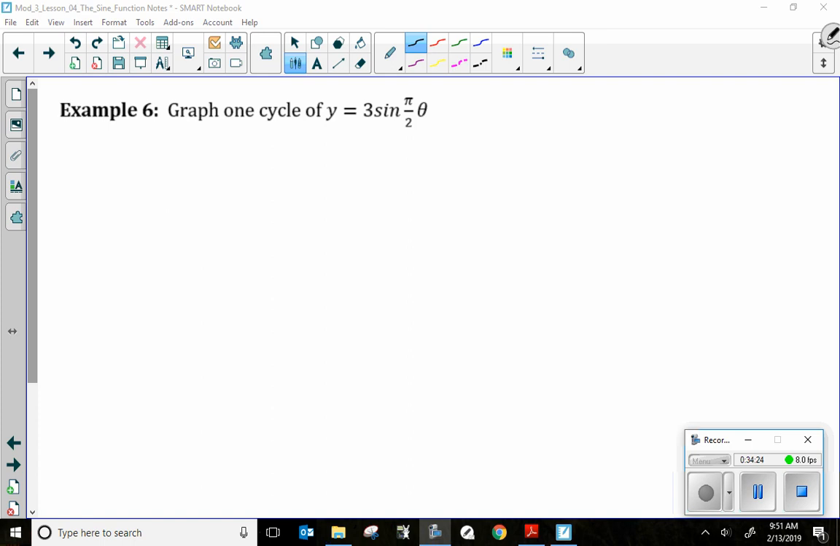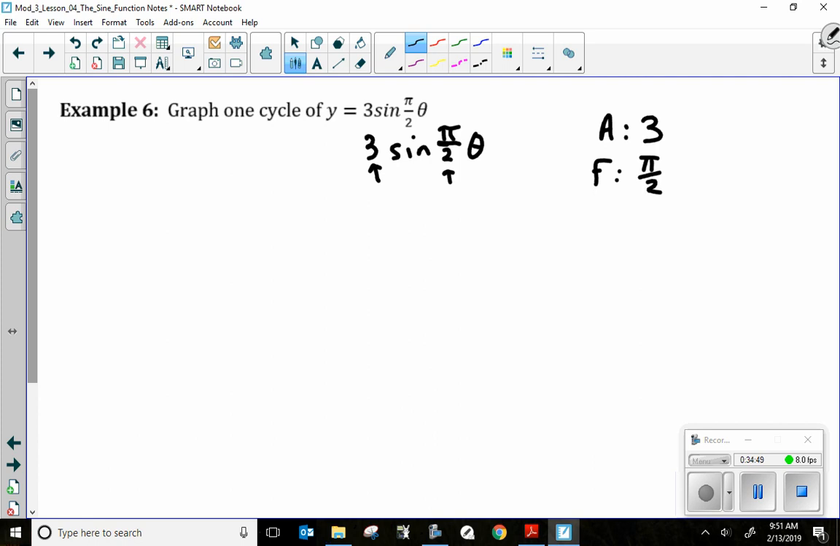All right, here's another one. If you want to pause it and do it on your own, go nuts. I'm about to do it now. That's like saying 3 sine of 1/2 pi theta. Oh, pi. Look what they did to me. Theta. My amplitude is 3.